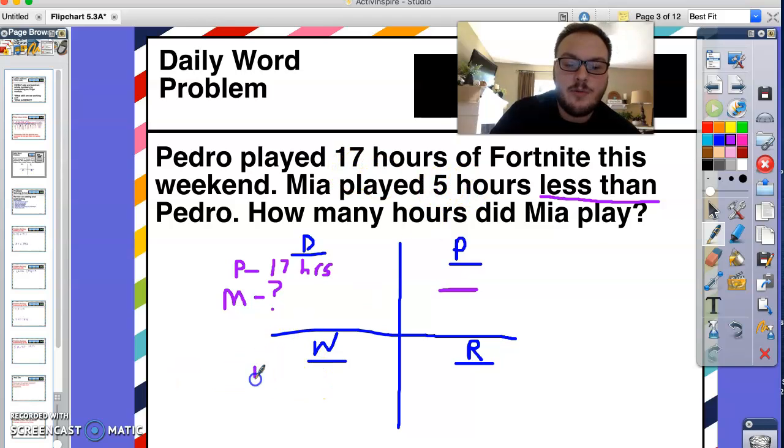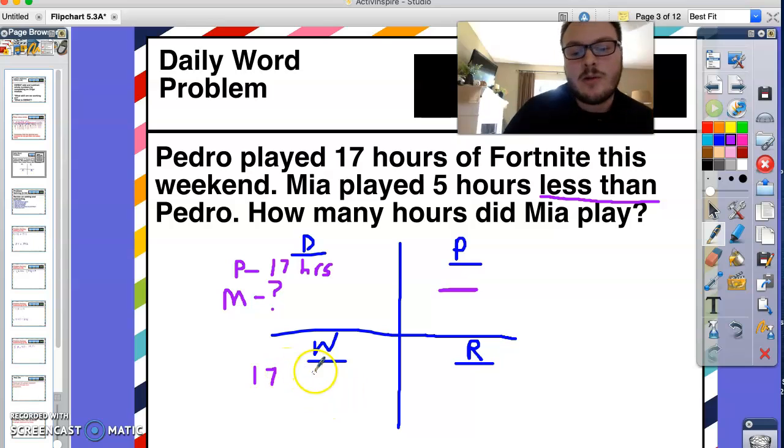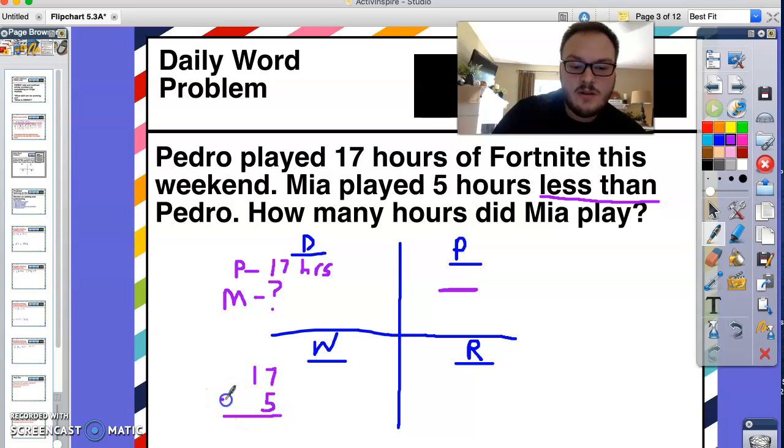And remember, we're going to put this in our work section. So data, that's where we have our numbers and labels. Plan is where I should see the operation. And the work is where we're actually solving everything. So we're going to do 17, take away 5. And when we do that, 7 minus 5 is 2. 1 minus nothing is 1. So we should have 12.